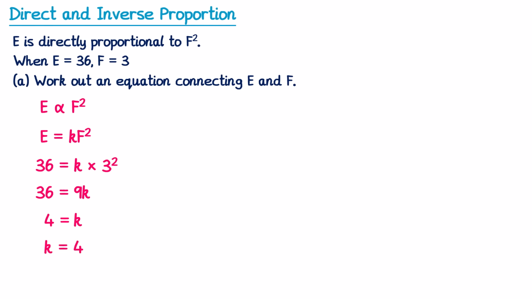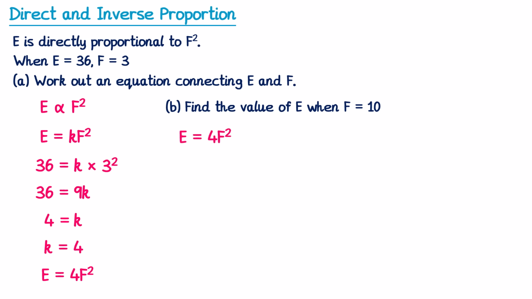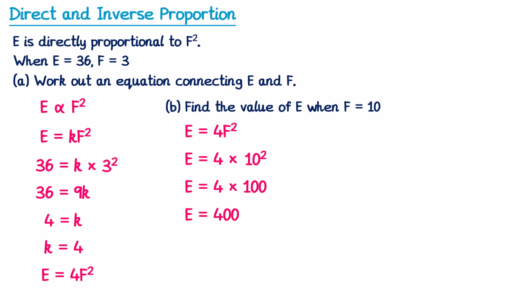Now that we have the value of K, we can write this out once more, but replace the K with a 4. So E is equal to 4F squared. And that's the answer to this part of the question. And then for a follow-up question, find the value of E when F is equal to 10. So let's take the answer to the previous part, and we're going to substitute F for 10. So E is equal to 4 lots of F squared, and that's 4 lots of 10 squared. 10 squared is 100, so this is E equals 4 times 100, and 4 times 100 is 400.